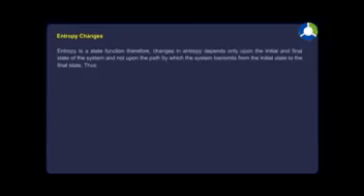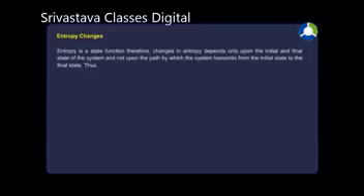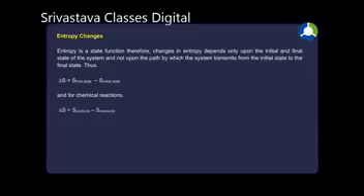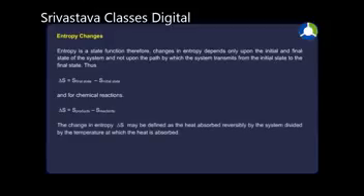Entropy changes. Entropy is a state function, therefore, changes in entropy depend only upon the initial and final state of the system and not upon the path by which the system transits from the initial state to the final state. Thus, delta S is equal to S final state minus S initial state. And for chemical reactions, delta S is equal to S of products minus S of reactants. The change in entropy, delta S, may be defined as the heat absorbed reversibly by the system divided by the temperature at which the heat is absorbed.